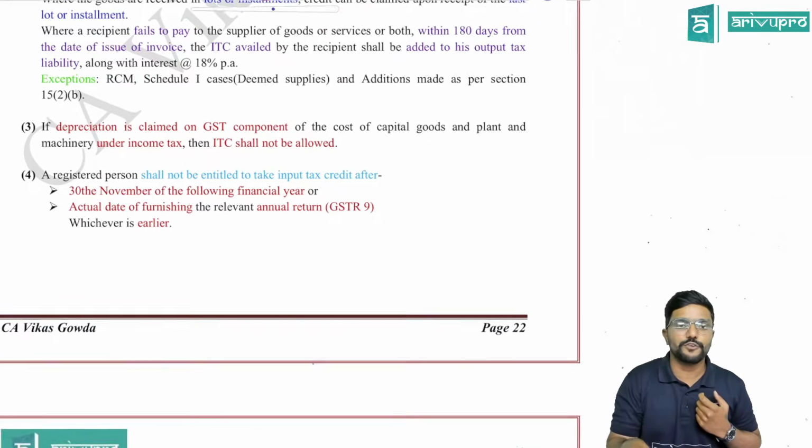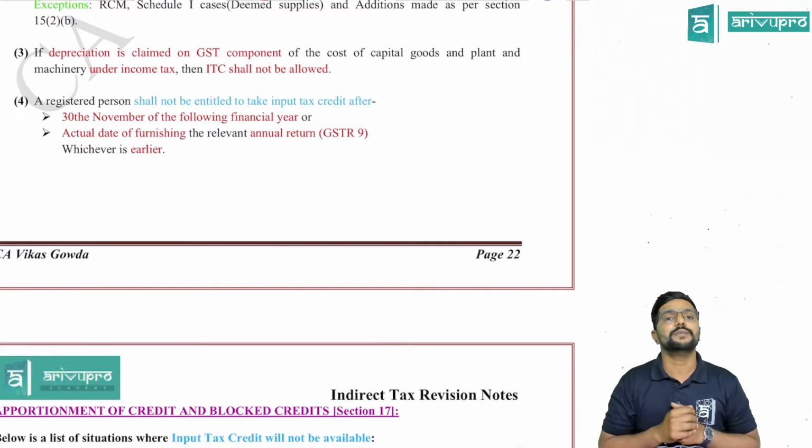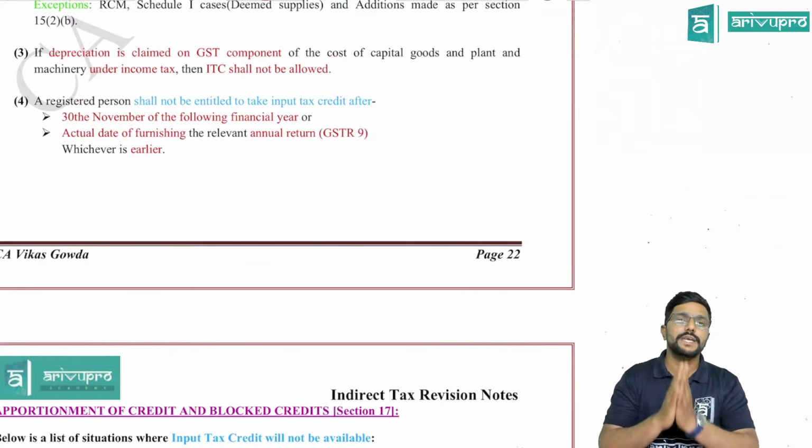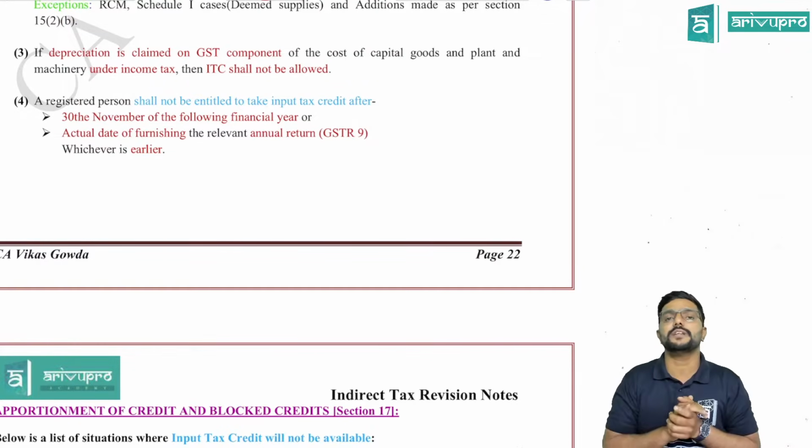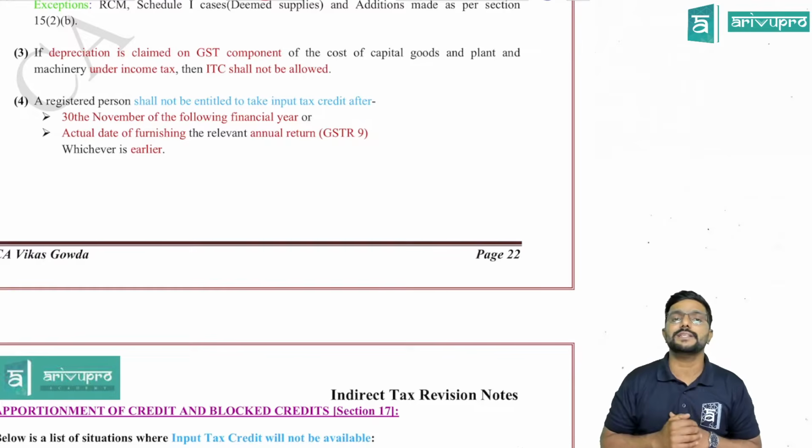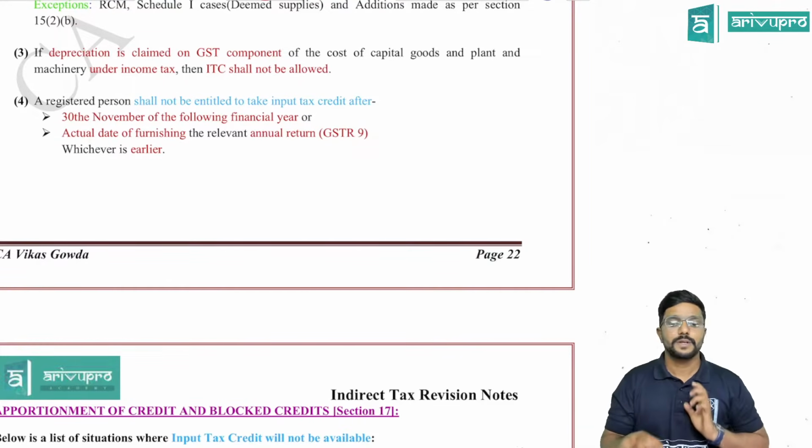Then coming to subsection 4, which talks about the time limit to avail the input tax credit. For any invoice relating to any month of a particular financial year, the credit can be claimed maximum by 30th November of the next financial year or the actual date of filing the annual return, that is GSTR 9, whichever is earlier.